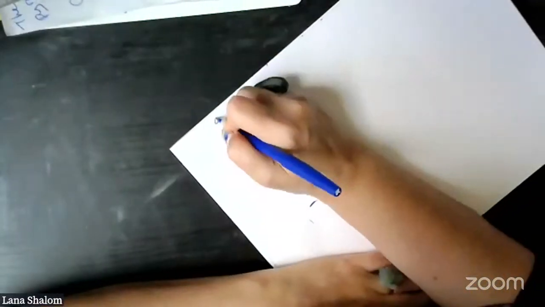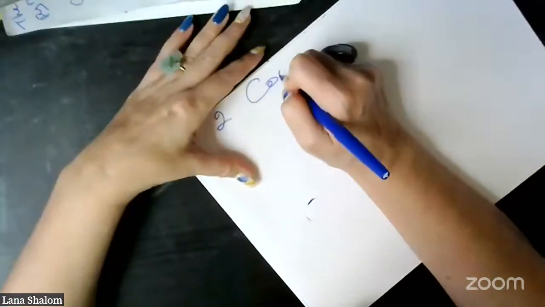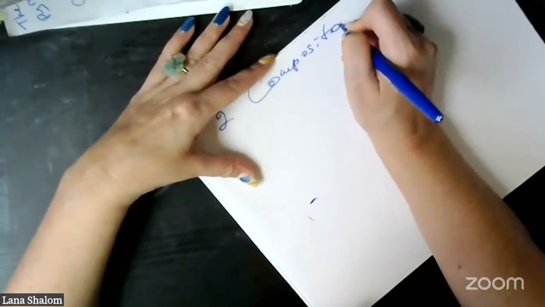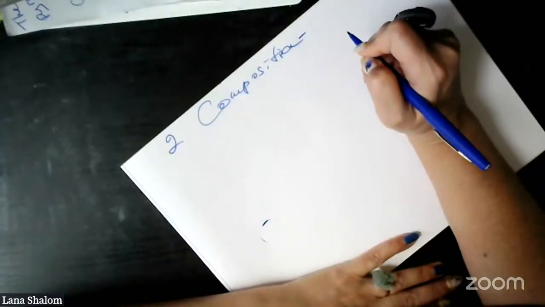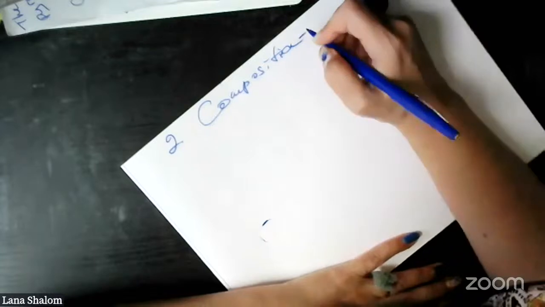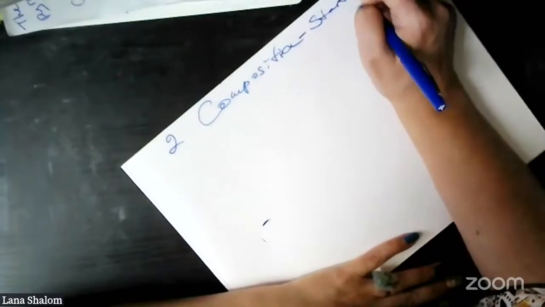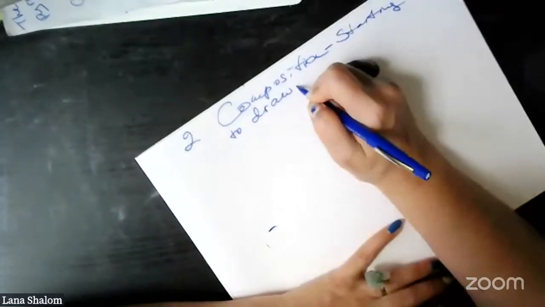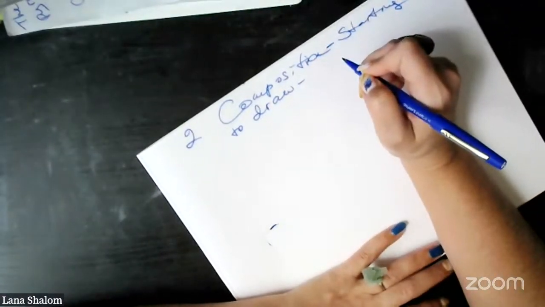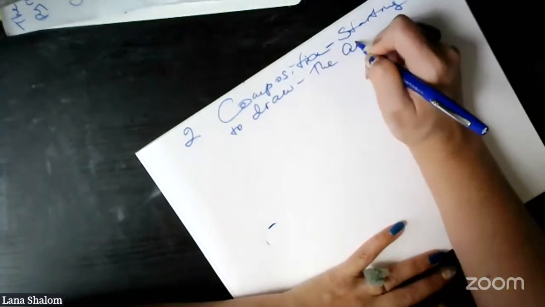Which will take us to step number 2. What is step number 2? Step number 2 is something we call the composition, okay? Composition, in our case, in the NeuroGraphic method, refers to something we call starting to draw. It's also known as starting to draw. And those of you who have studied your journey in the NeuroGraphic method, you know, the next word would be starting to draw the algorithm, okay?